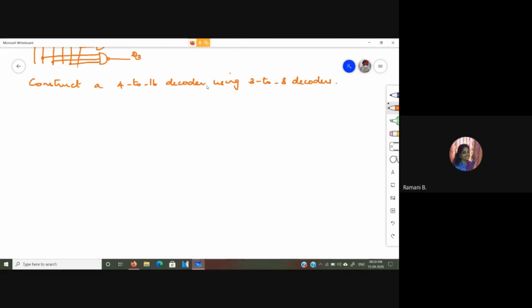Okay, this sort of questions you can come across in many places. So as such, with the 4 to 16 decoder, you need to have 4 inputs. Let us consider the input to be W, X, Y, and Z. And for 16 outputs, let us consider this to be D0, D1, etc. up to D15. Okay? With 3 to 8 decoder, we are to implement the functionality of 4 to 16 decoder. So let us see how we can do this.